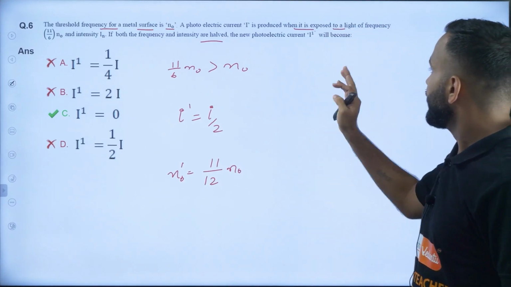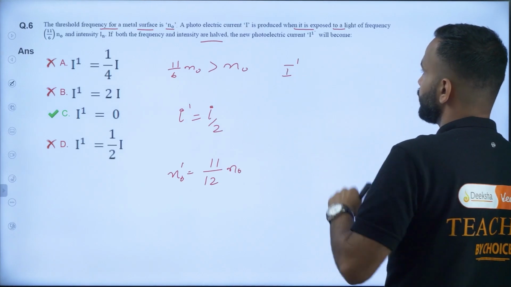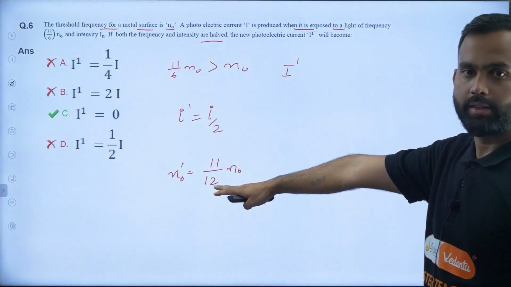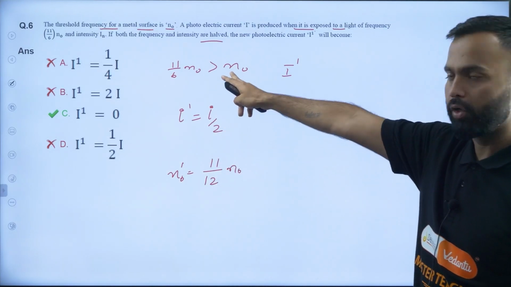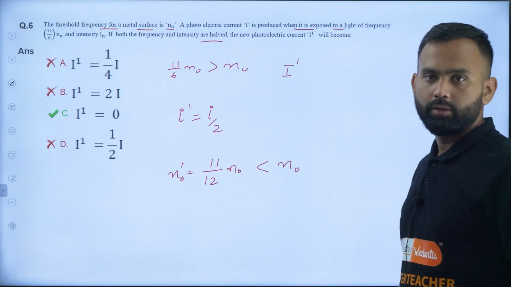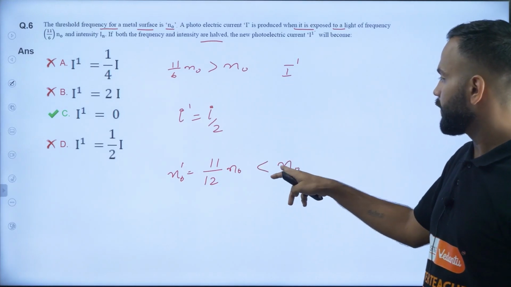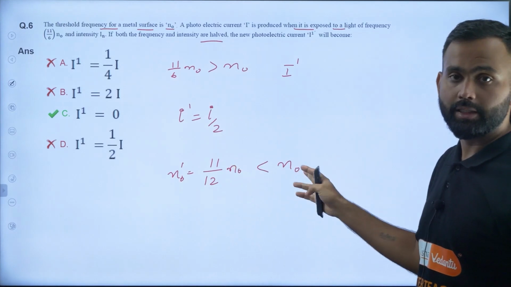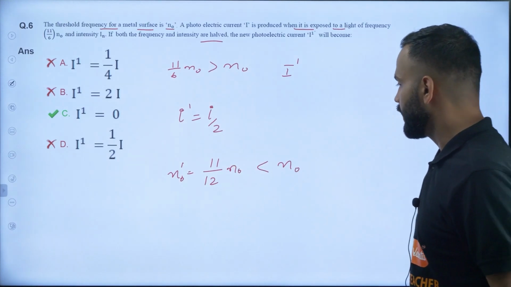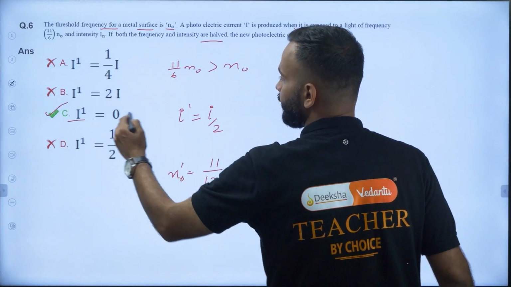The new photoelectric current I dash, we need to find. Look at the frequency of the incident light in the second case. It is lesser than N0, right? What is N0? Threshold frequency. The incident light frequency is lesser than the threshold frequency. Definitely the photoelectric effect will not take place, so the photocurrent will be 0. The correct option will be C.